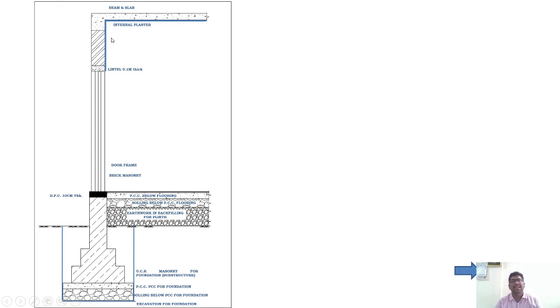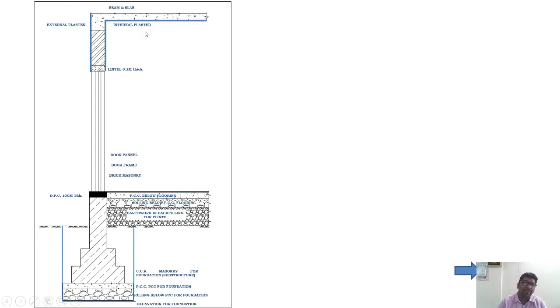And then only you can start your internal plastering. After completion of internal plastering, one can go for external plastering. It's quite obvious that this could be vice versa. One can start external plastering before internal plastering. That doesn't matter, or at the same time.